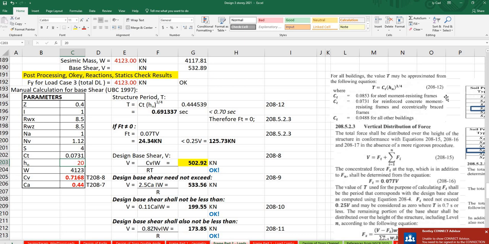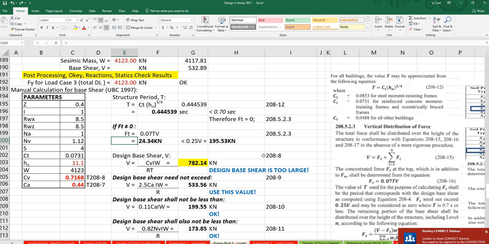So let's say 25 meters. So ang value ng FT mo ngayon magkakaroon na. Okay? Which is equal to 0.07 times T times your base shear V. Okay? So, ibalik natin to sa dating height ng structure, which is 11.1. Okay, this is less than 0.7, therefore FT is equal to 0.